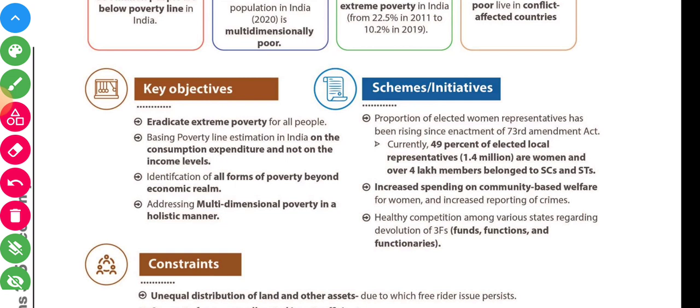49% of elected local representatives are women and over 4 lakh members belong to SC/STs under the 73rd Amendment for local political participation of women in India, increased spending on community-based welfare for women and increased reporting of crimes, healthy competition among various states regarding devolution of 3 Fs: funds, functions and functionaries.